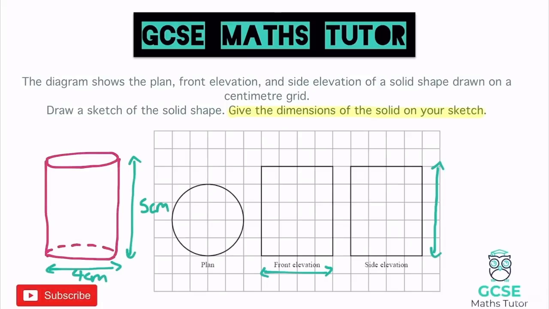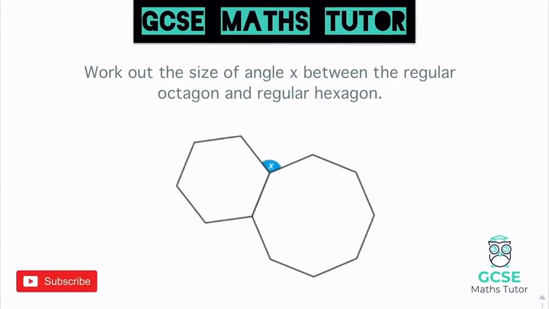Obviously when it says give the dimensions, you need to make sure that you actually add those on from the grid as well. But there we go, let's have a look at our last question. Working out the size of the angle between this regular octagon and regular hexagon. So there's different ways that you can approach this, but we need to know what the angles inside a hexagon all add up to and what the angles inside an octagon add up to. There's different ways of doing this.